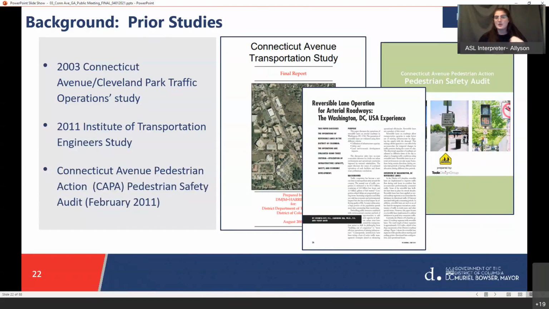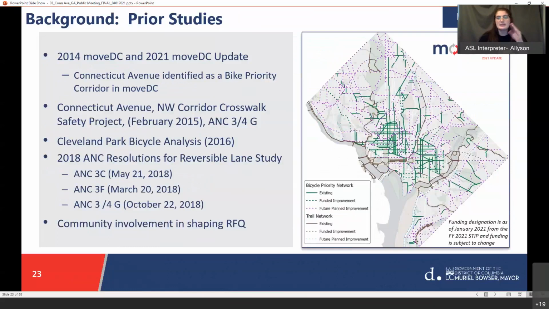We've been talking about Connecticut Avenue reversible lanes for the last almost 20 years. In 2003, there was a Connecticut Avenue Cleveland Park traffic operations study. In 2011, the Institute of Transportation Engineers looked at reversible lane operations in Washington, D.C., and especially on Connecticut Avenue. In 2014, Move DC, and in 2021, this year, our Move DC update identifies Connecticut Avenue as a bike priority corridor. And in 2016, there was a Cleveland Park bicycle analysis.